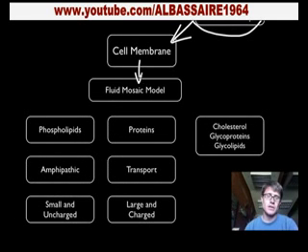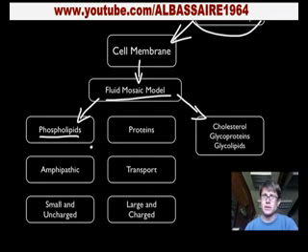Now, our understanding of the cell membrane is what's called the fluid mosaic model, and I'll talk more specifically about that in just a second. There are a few things, cholesterol, glycoproteins, and glycolipids, that are found within the cell membrane that are important, but the majority of the important things in a cell membrane are the phospholipids. Those are going to be the fats, and then the proteins.